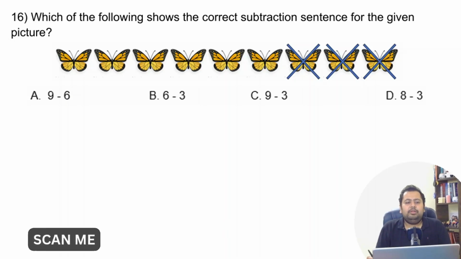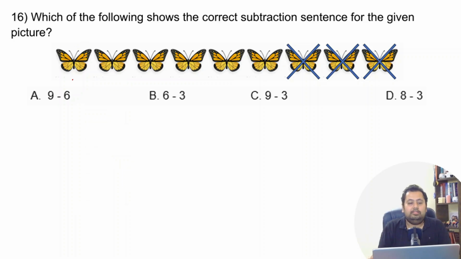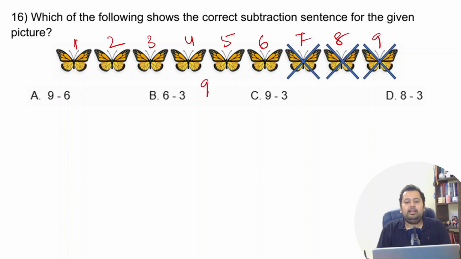Great. So if you see, how many butterflies do you see in the given figure? So let's find out the total number of butterflies that are there. So this is one. So let's just write the number. So this is one, two, three, four, five, six, seven, eight, and nine. Right? So there are nine butterflies, correct?